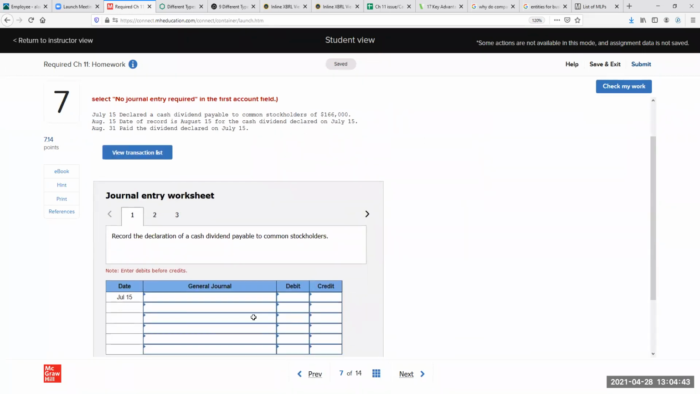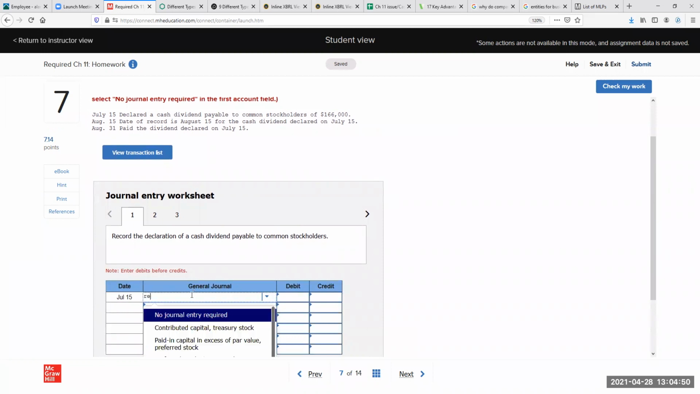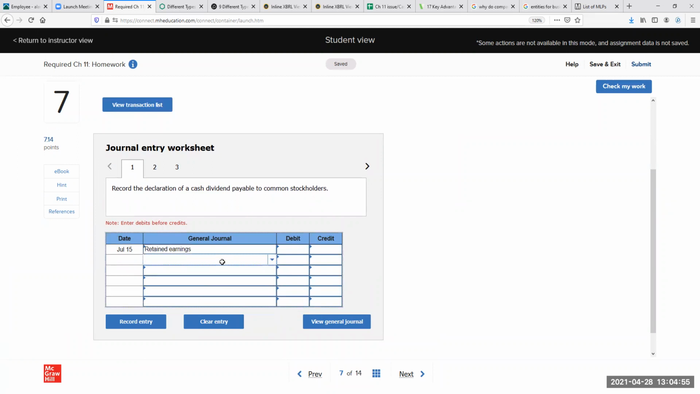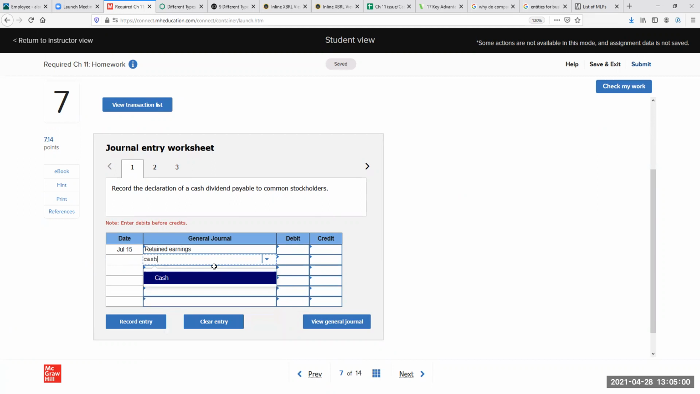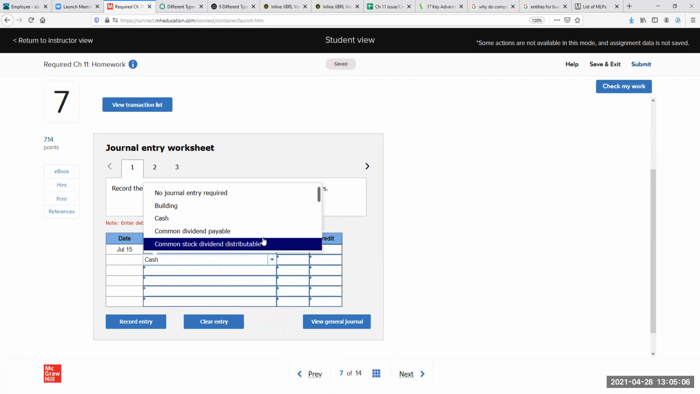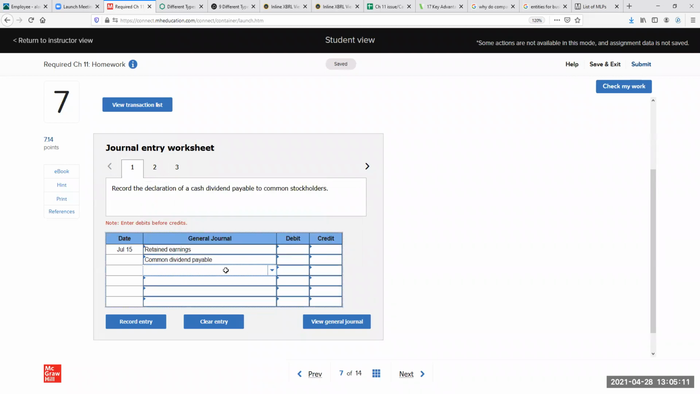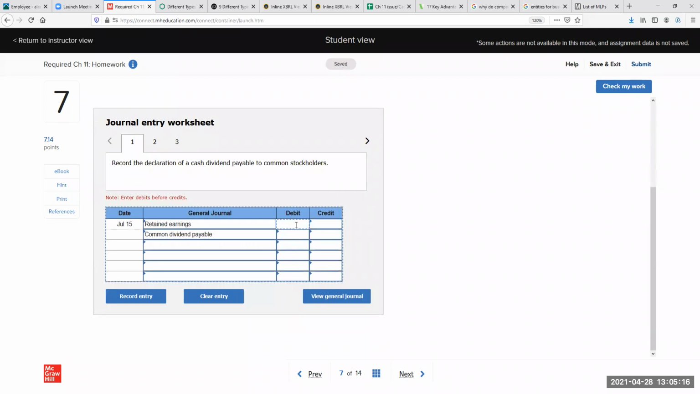Now this is a difficult one. Cash dividend. Oh no. Let's see. Declared a cash dividend payable to common stockholders of $166,000. So we reduce retained earnings. Retained earnings go down, remember, with a debit, just like on the midterm. No, we want cash dividends payable. Common dividend payable. And then how much is it? $166,000.